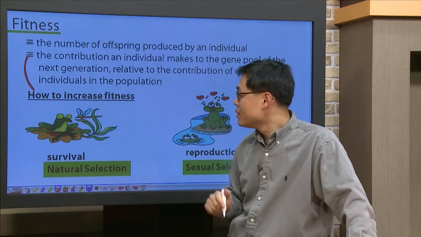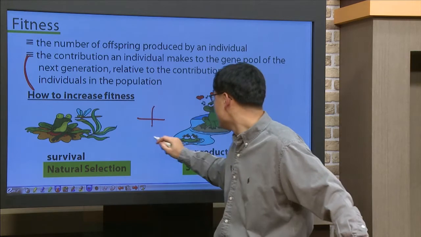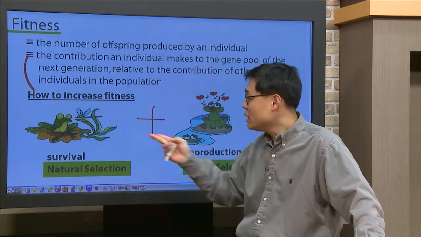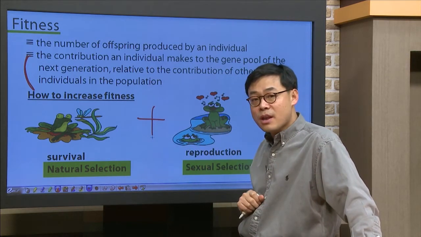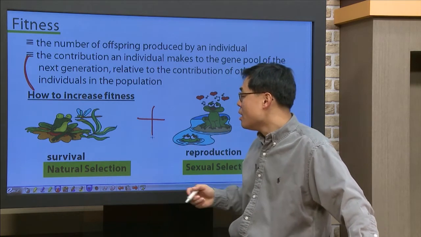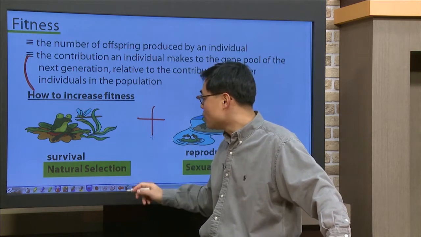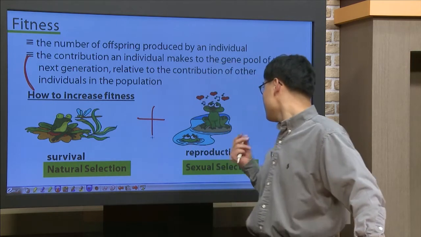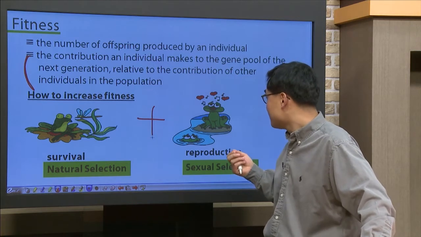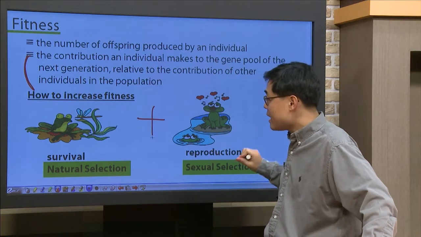Then you have to survive. You have to survive and reproduce. You have to succeed in both areas, survive and reproduce. Any selection applied at this stage, the survival stage, is called natural selection, and the selection applied at the reproductive stage is called sexual selection.